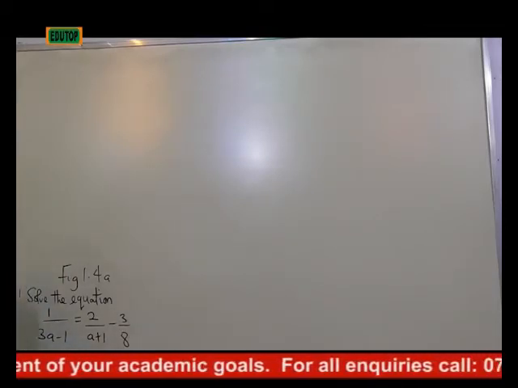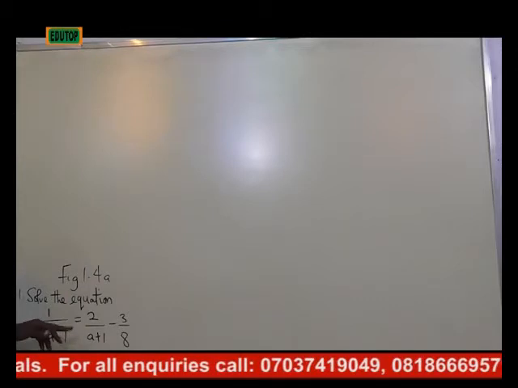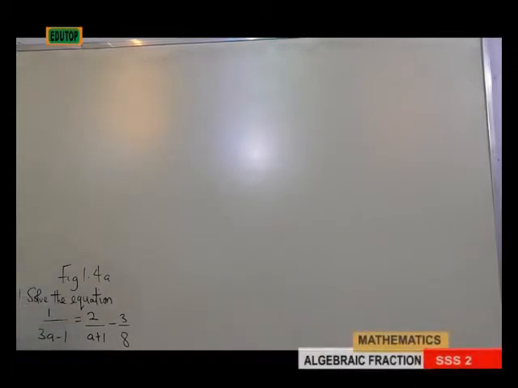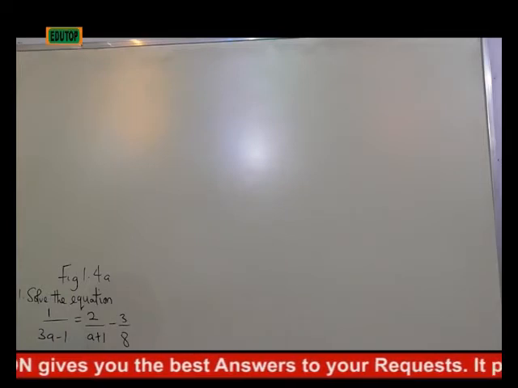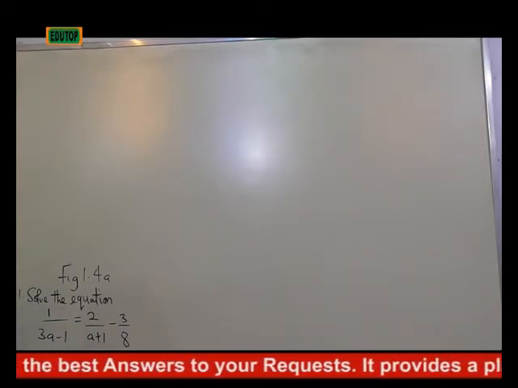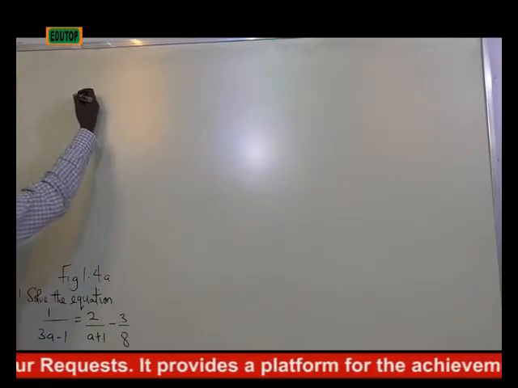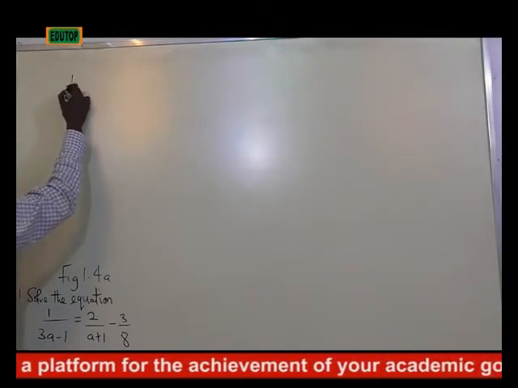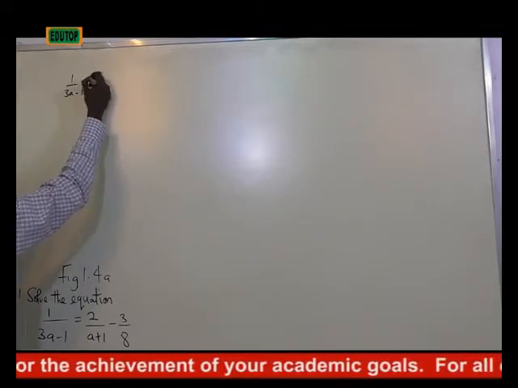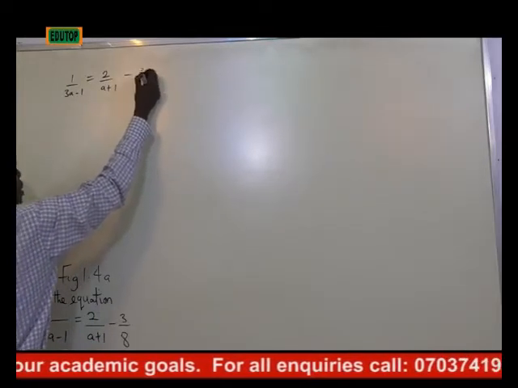So here you have 1 over 3a minus 1 equal to 2 over a plus 1 minus 3 over 8. So the first thing we do here is to separate the terms and collect like terms. So by so doing, I can decide to say I have 1 over 3a minus 1 equal to 2 over a plus 1 minus 3 over 8.